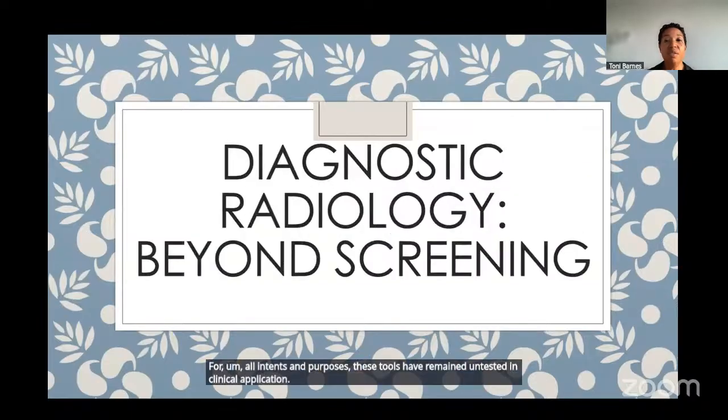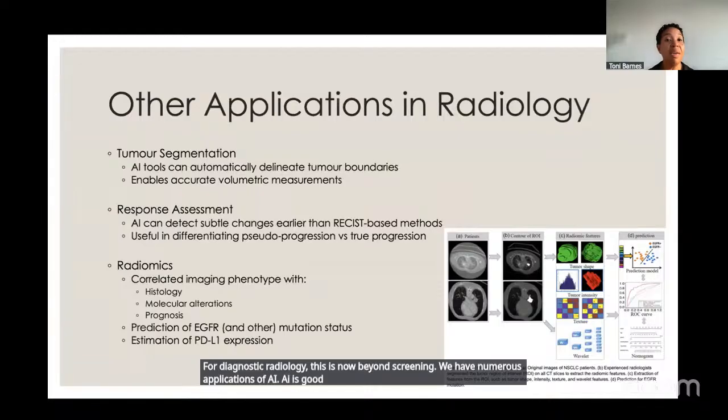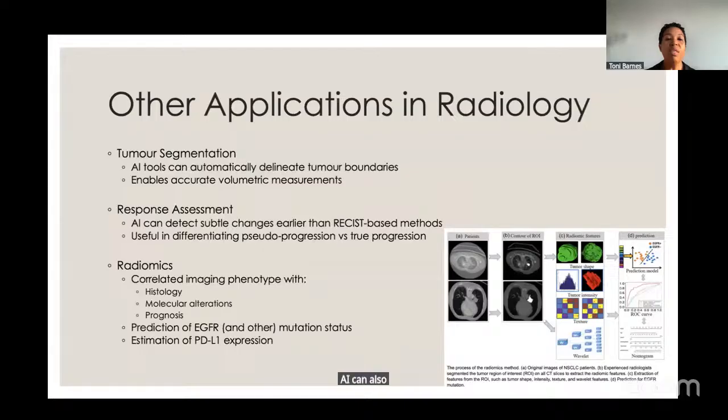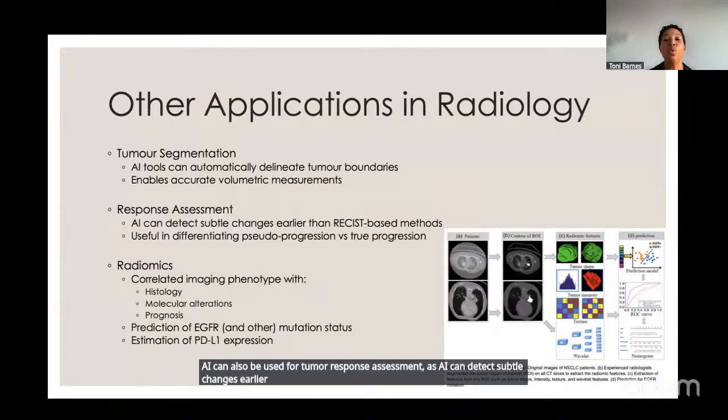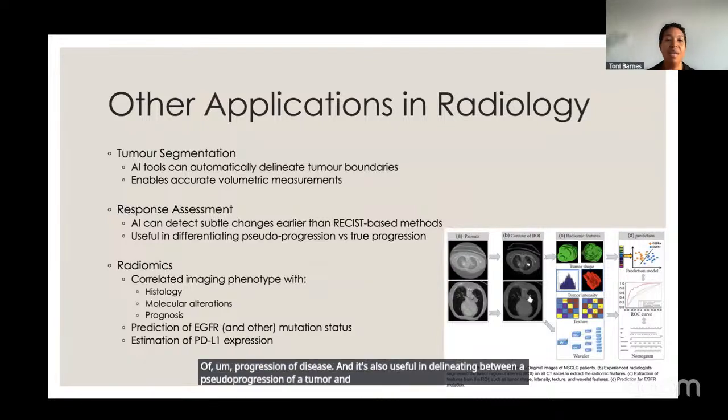For diagnostic radiology, this is now beyond screening. We have numerous applications of AI. AI is good at tumor segmentation, which is the assessment of tumor boundaries, the size of the tumor, and accurate volumetric assessments. AI can also be used for tumor response assessment, as AI can detect subtle changes earlier than our usual RECIST-based methods of progression of disease. And it's also useful in delineating between a pseudo-progression of a tumor and true progression seen on a CT scan.